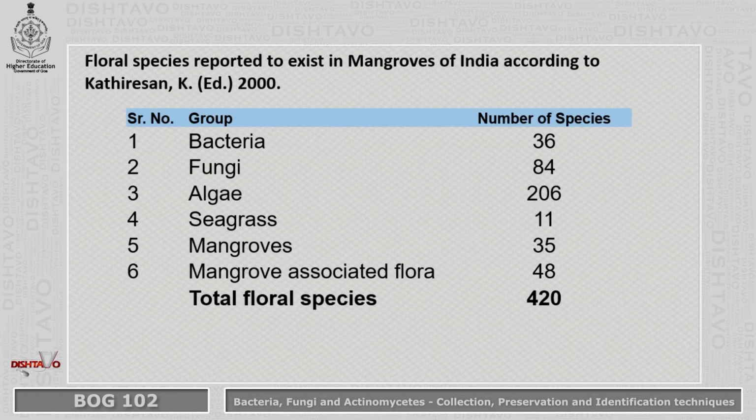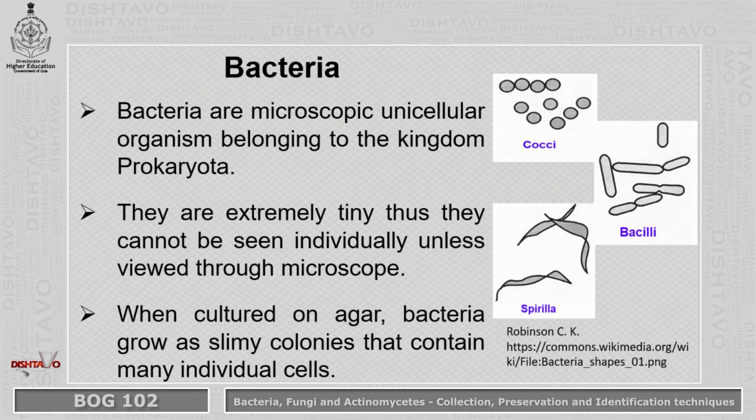Floral species reported to exist in mangroves in India according to Kathiresan et al. in 2000 is bacteria 36 species, fungi only 84 species, algae 206 species, seagrass 11 species, mangroves 35 species, mangrove associated flora 48 species. We can only say that true mangroves and mangrove associated flora are well documented, others are yet to be documented properly. So let us look at what are the methods of collection, isolation and preservation of these organisms.